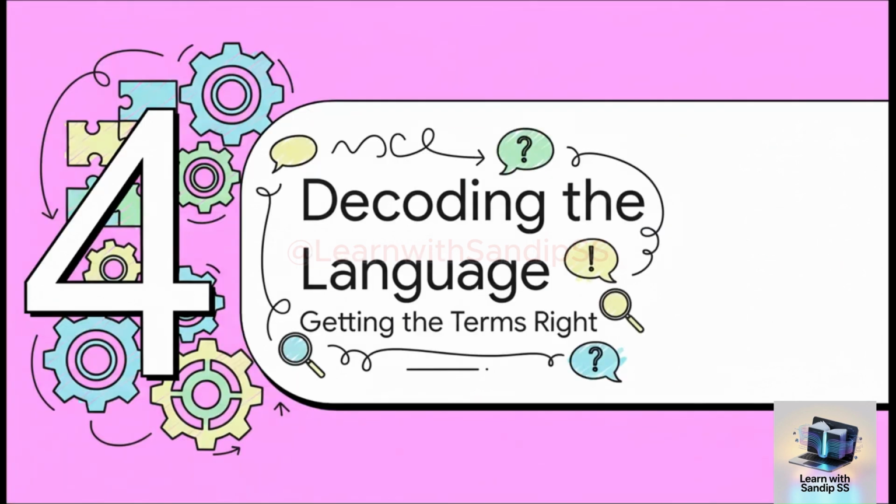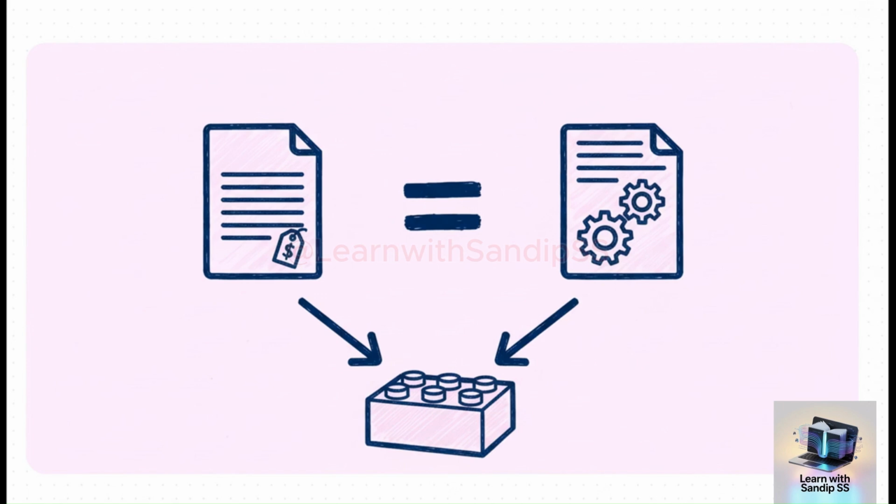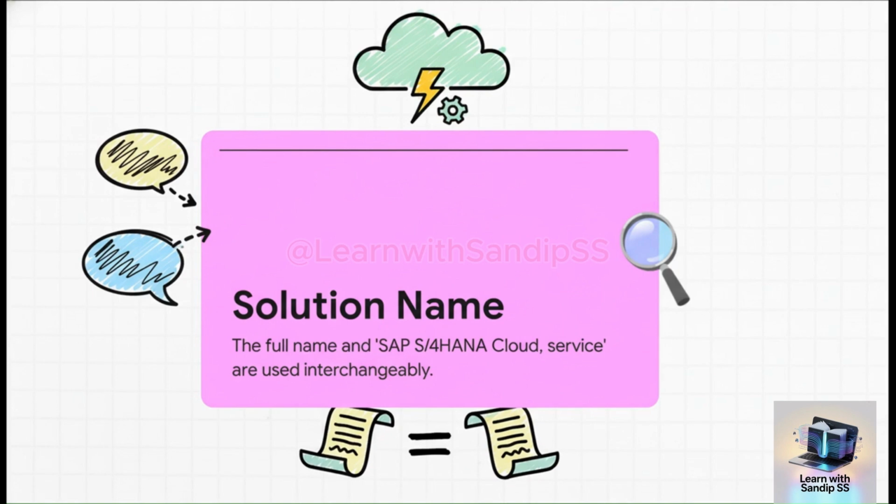Okay, before we go any further, let's do a quick language check. Because like any specialized field, this area has its own jargon. And if we don't get the terms right, things can get confusing fast. Here's the big one you need to know. Scope item and solution process. You're going to see both terms used all over the place. Don't let it throw you off. They mean the exact same thing. They are just 2 different names for those building blocks we've been talking about. And hey, the same thing applies to the name of the solution itself. Sometimes you'll see the long full name, SAP S4HANA Cloud Public Edition Service, and other times just the shorter version. Again, they're talking about the exact same thing. No difference.